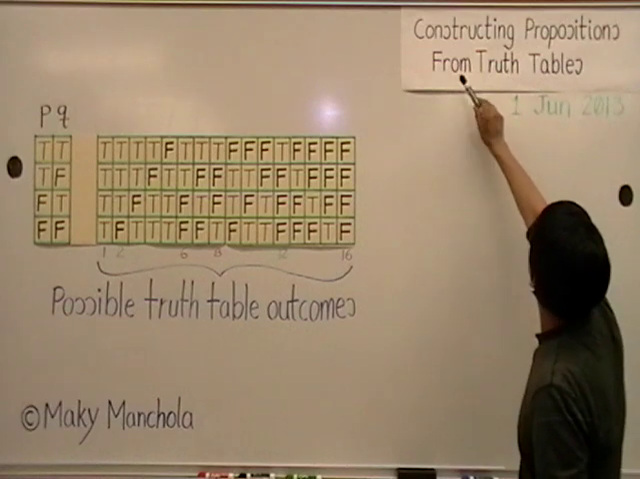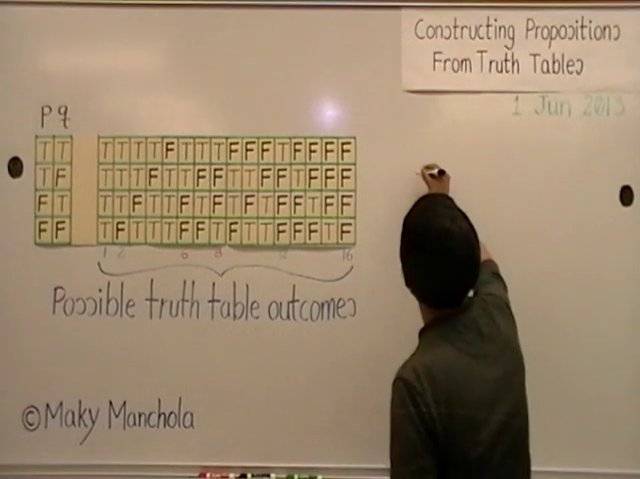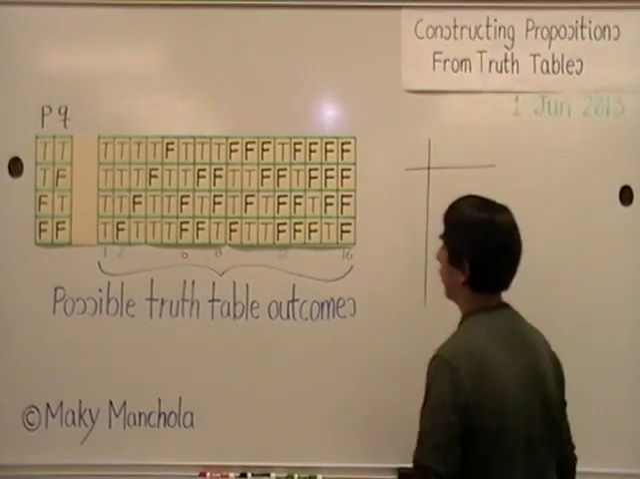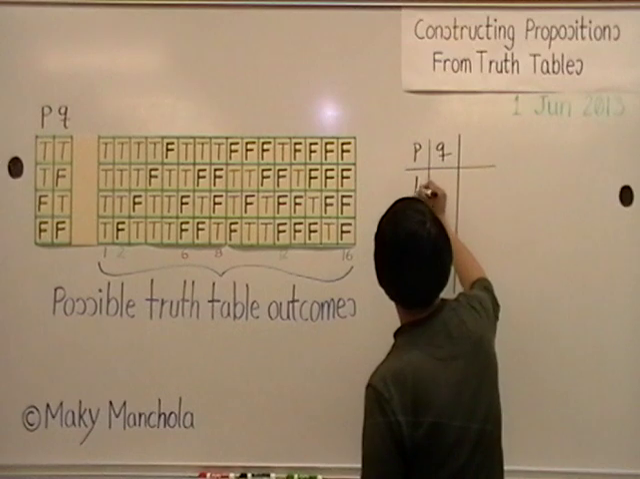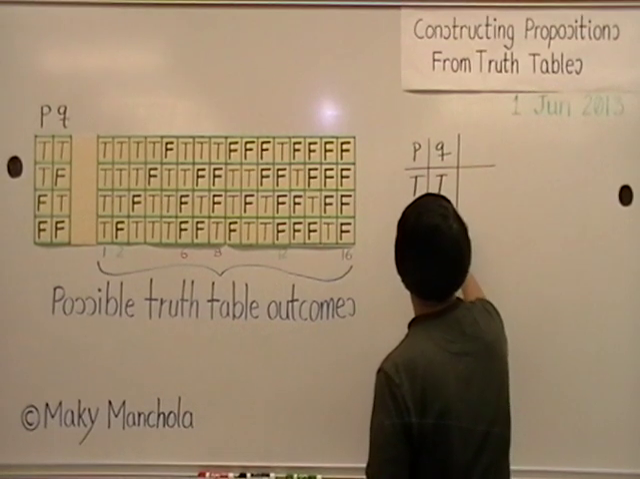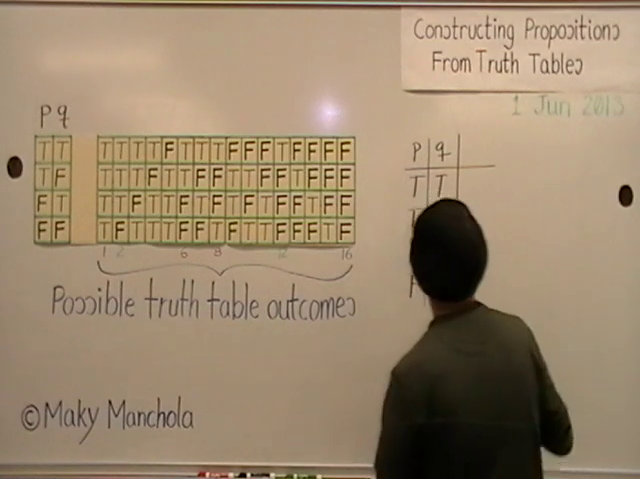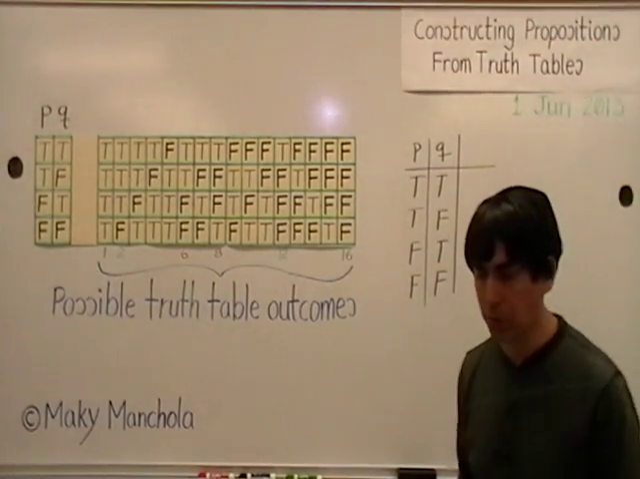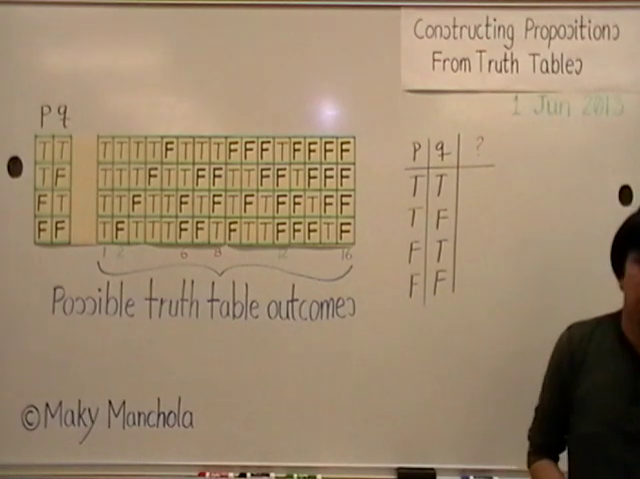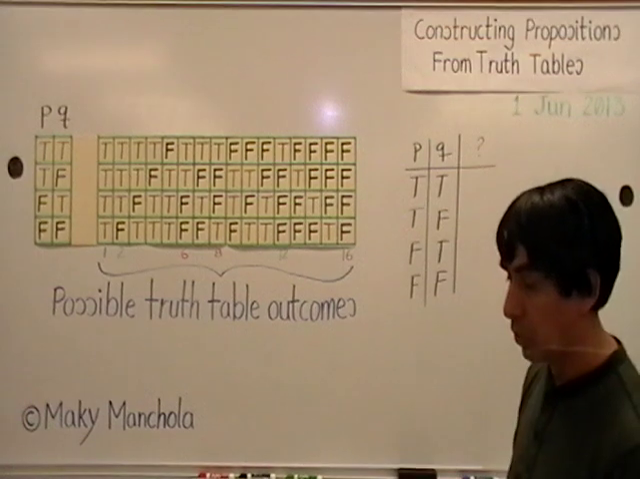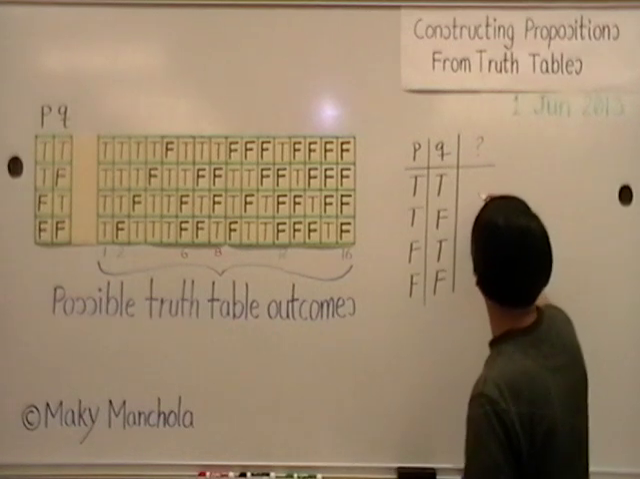Constructing propositions from truth tables. So here is the idea. We are going to be looking at a truth table, first involving propositions P and Q, cases true, true, true, false, false, true, false, false. And then we're going to have the outcome column. The question we want to answer is, what proposition involving P and Q should we use? We're looking for a proposition that we can use.